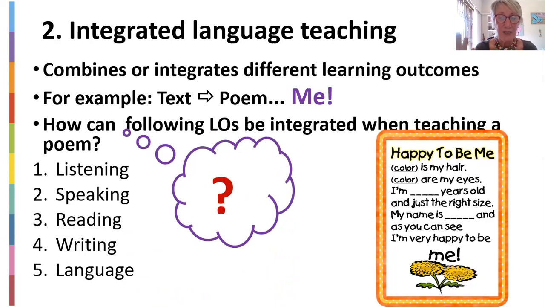It could be listening to someone reciting a poem. It could be a recording of someone doing the poem as well. Then speaking could be you reading the poem. All right, this learner's reading the poem, the reading of their poems, reading of someone else's poems, writing their own poem, and then look at the language structure.